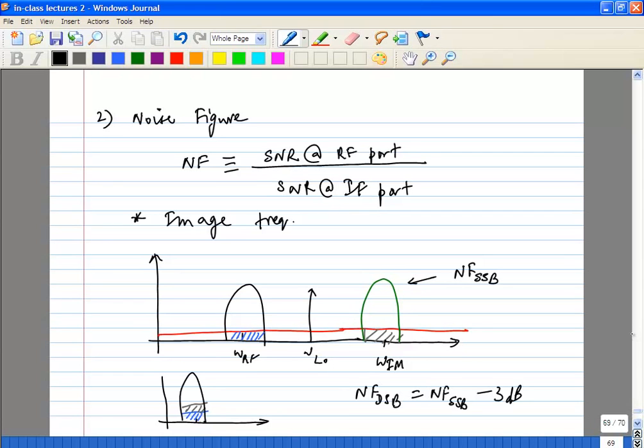Why? You are going to get signal from RF to IF here, signal from RF to IF here. Same thing for the noise. So SNR at the output is the same as SNR at the input. So noise figure is 0 dB. Now consider the single sideband case. You have the signal only on one side, but you have noise on both sides. Image band noise will still come through. That is the input noise. No noise from the mixer.